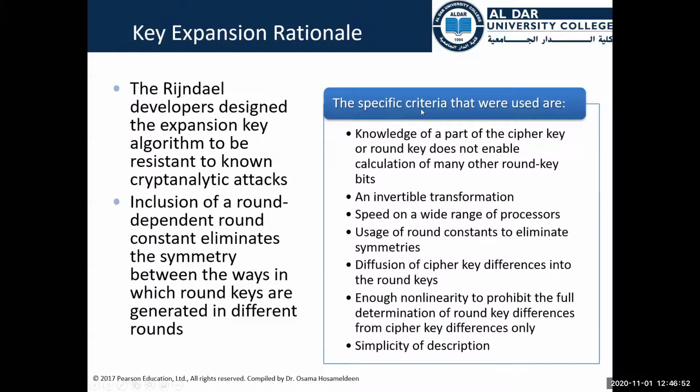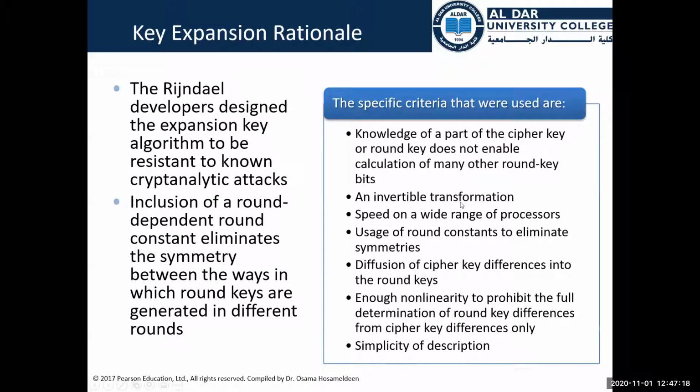And also these specific criteria Rijndael used. For example, knowledge of a part of a cipher key or round key doesn't enable the calculation of many other round keys. This means if I know some of the subkeys, I will not be able to construct the key itself.